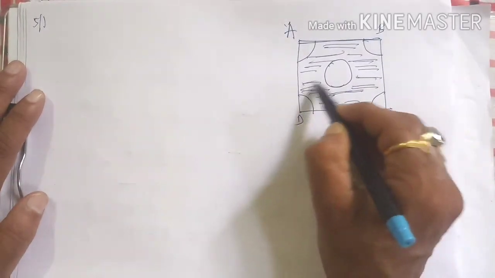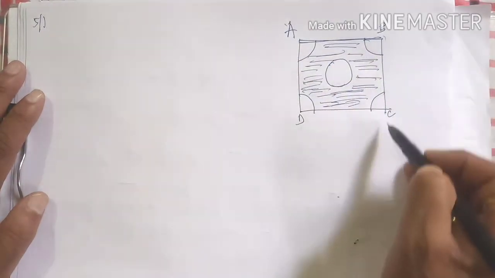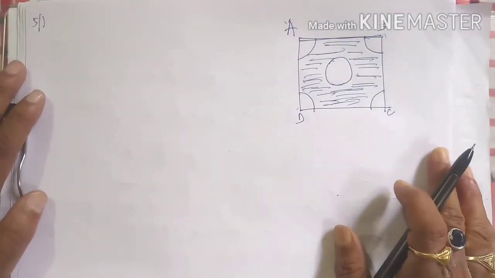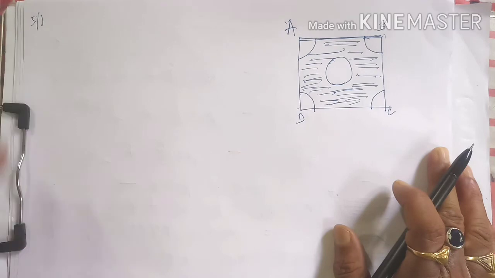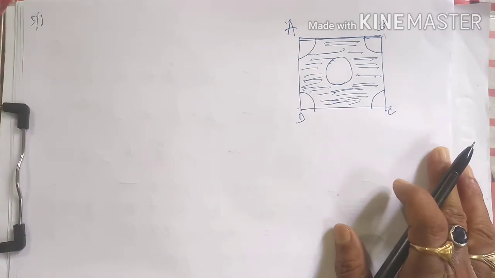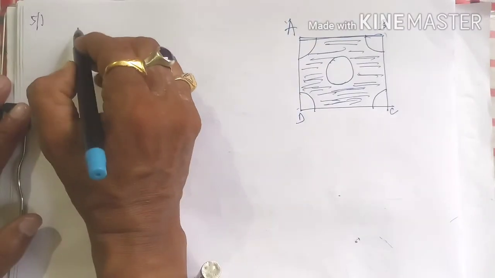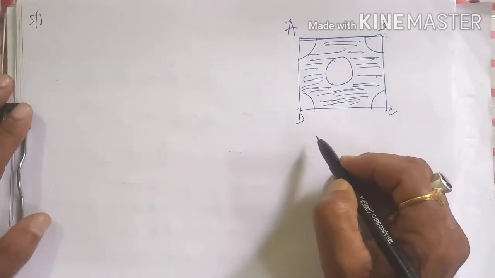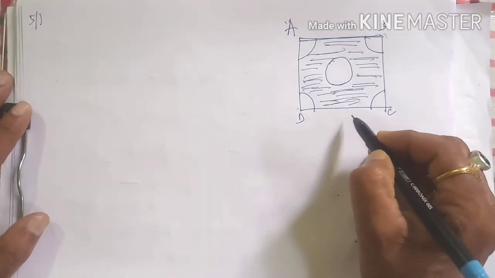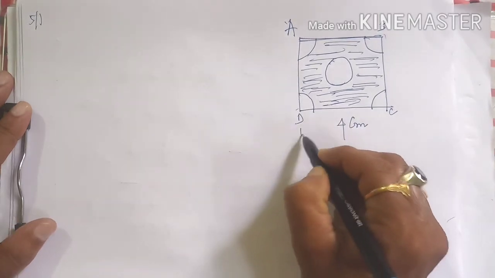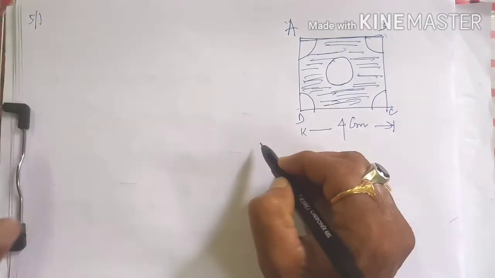So easily you can say, students, the whole area of the square minus the area of the 4 quadrants, as well as the circle, you can find the area of the shaded region. So what is the data given? From each corner of a square of side 4 centimeter. This is the side of 4 centimeter, the side of the square.